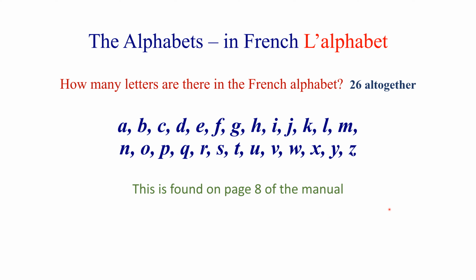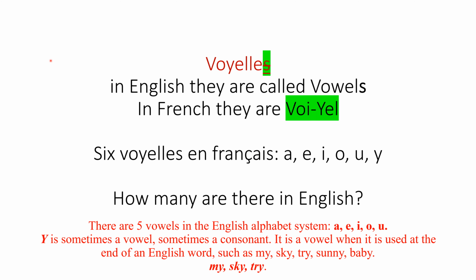Now, I'm saying here there is a reference on page 8 of the manual, a reference that I will be using all along this lesson. It is related to a manual, a French grammar manual that I wrote, and I'm going to give you the reference later on at the end of this course. Now, I've said that we've got 26 letters in the French alphabet system. Of the 26, it is divided between vowels and consonants, just like in English.